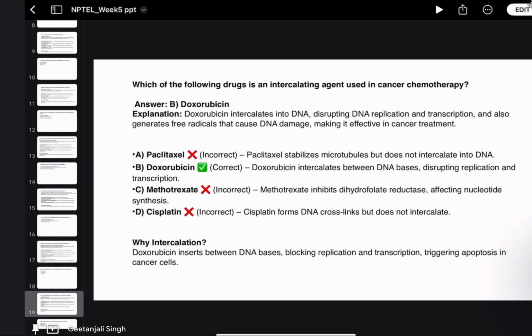Obviously, the correct answer is doxorubicin. Cisplatin is not the correct answer because cisplatin forms DNA crosslinks but does not intercalate despite being a planar molecule.